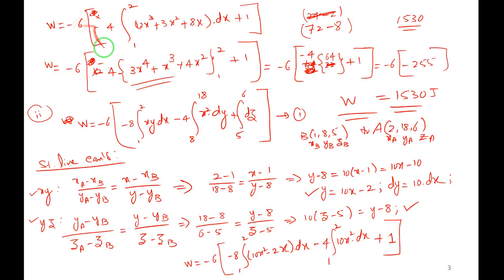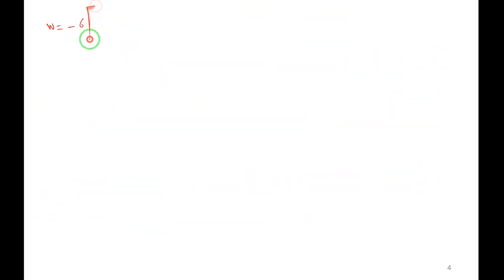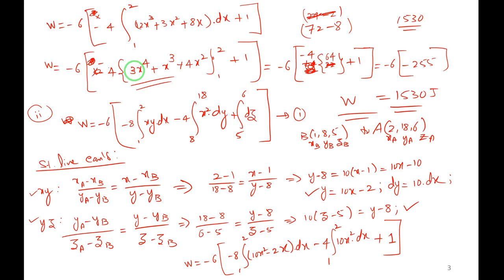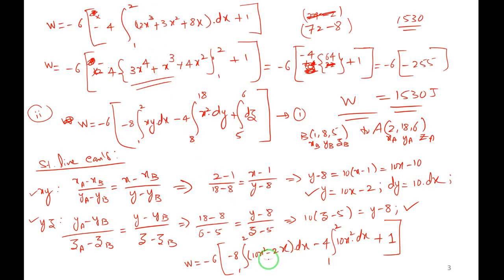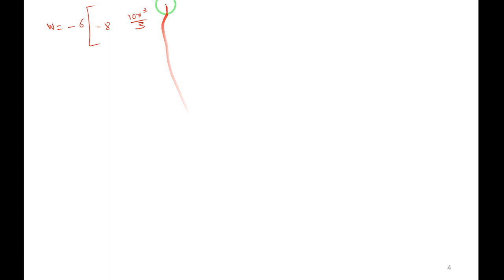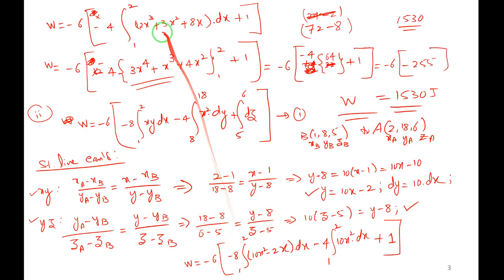W is equal to minus 6 minus 8 integration of first term, what I am getting, if I integrate this, 10x cube by 3, right, x cube by 3 minus 2x square by 2, 2 will get cancelled, so I am getting minus x square. So limits are from 1 to 2.